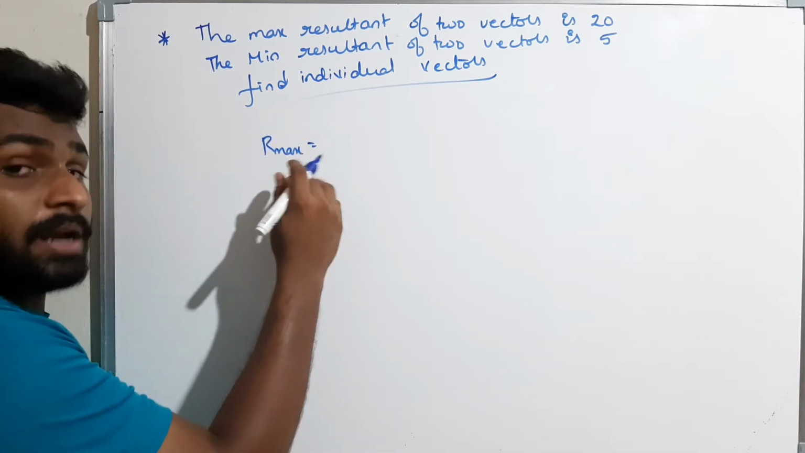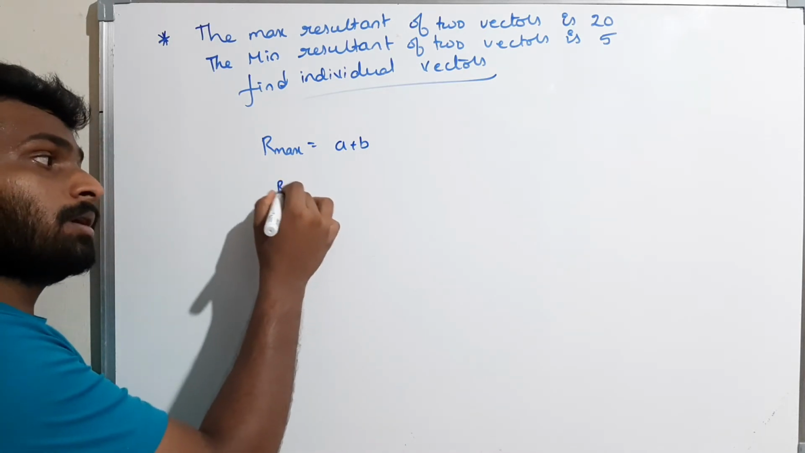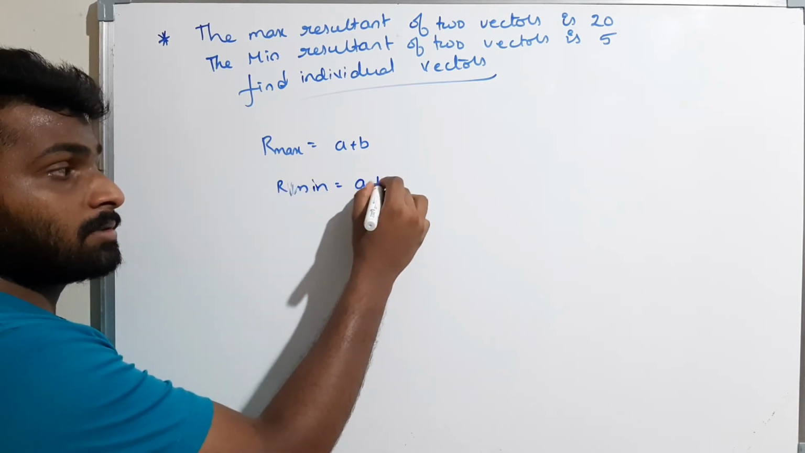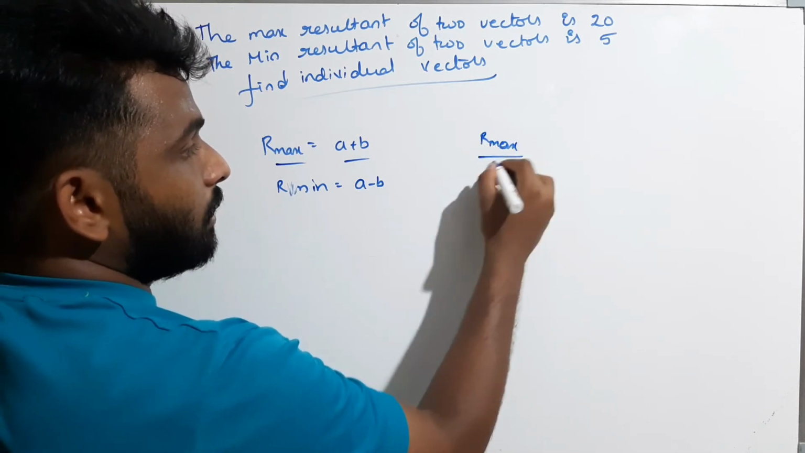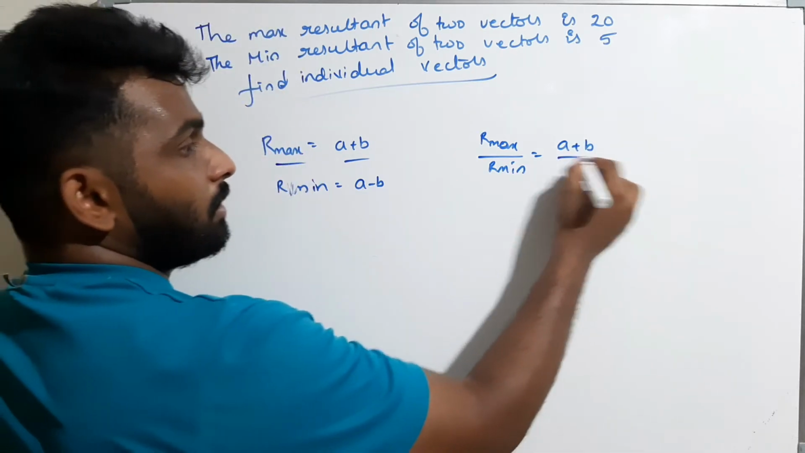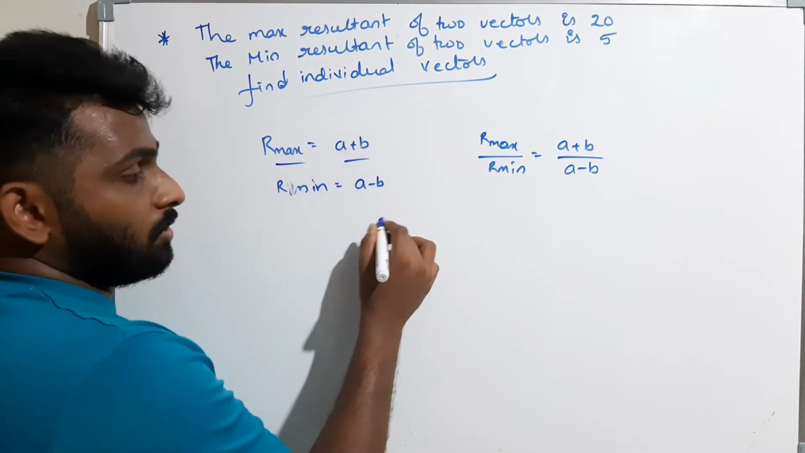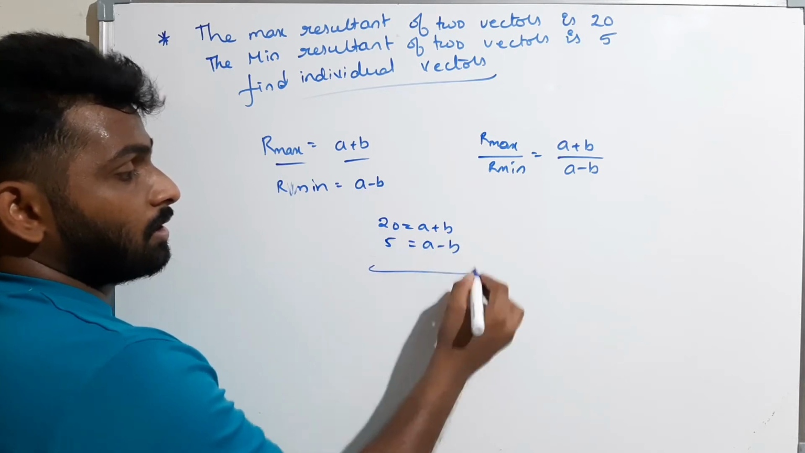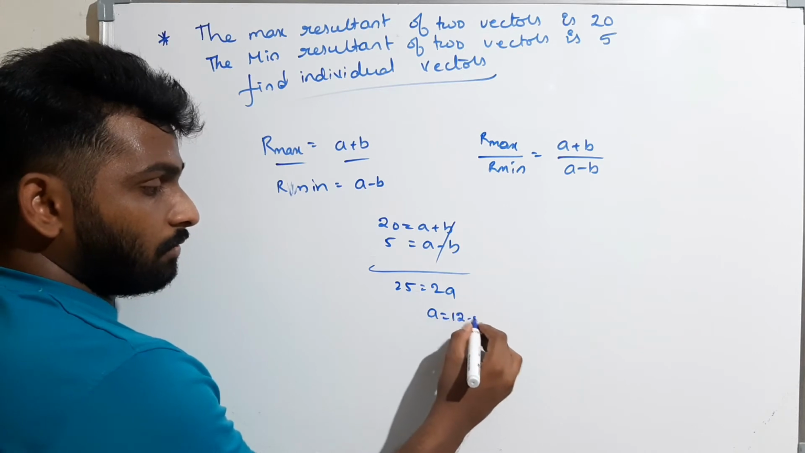Now can you see what the maximum resultant is? That is when both vectors are adding, a plus b. Now when it will be minimum, when both are anti-parallel, that means a minus b. Therefore divide them. What will you get? R maximum by r minimum is equal to a plus b by a minus b. Now I can solve directly. What is r maximum? They gave us 20, so 20 is equal to a plus b. Well and good. What is the minimum? 5 is equal to a minus b. Adding, b cancelled off. Therefore 25 is equal to 2a, so a is equal to 12.5.